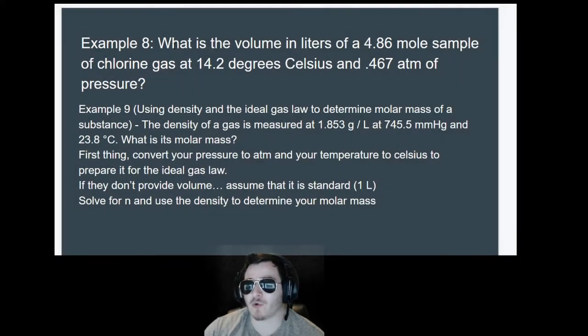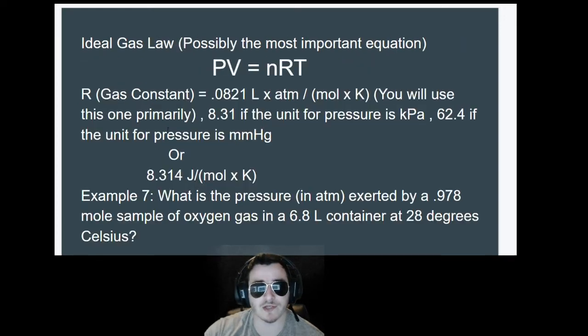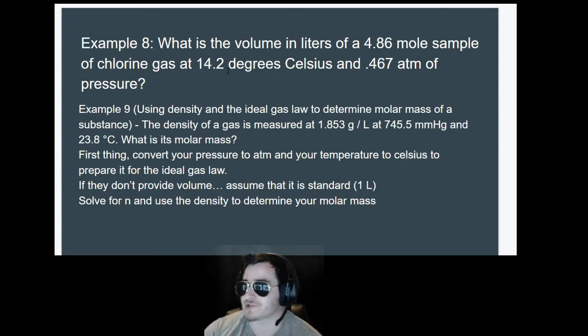Example 8 is solved quite similarly to the previous example, and so we are going to solve that on the board as well here in the next clip. What is the volume in liters of a 4.86 mole sample of chlorine gas at 14.2 degrees Celsius and 0.467 atmospheres of pressure? We're looking for volume. They give us all the variables, right? They didn't explicitly give us the R constant, but it is a constant. Therefore, it is always the same, never changing. And because our pressure unit is in ATM, we are going to utilize that first R value that was in our slides, 0.0821. And so we will solve example 8 now.